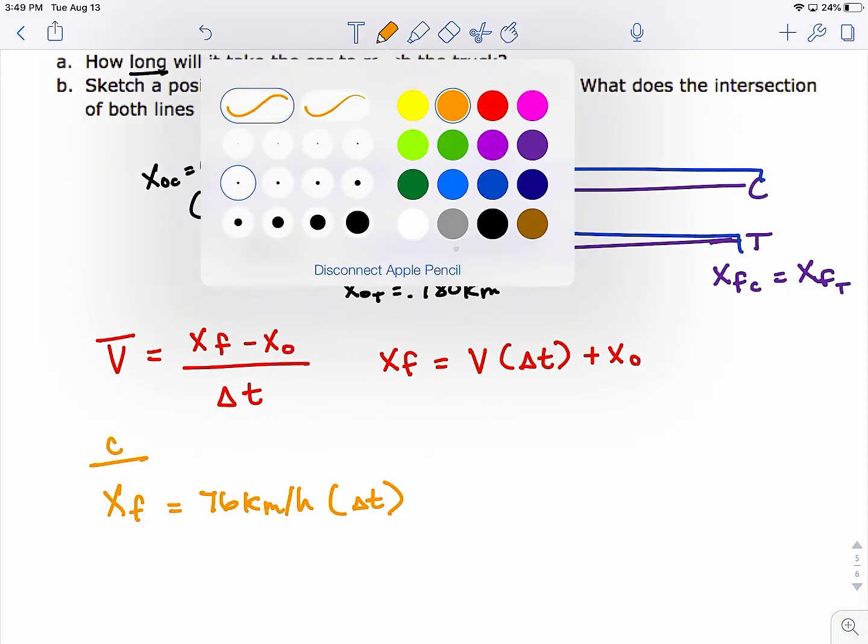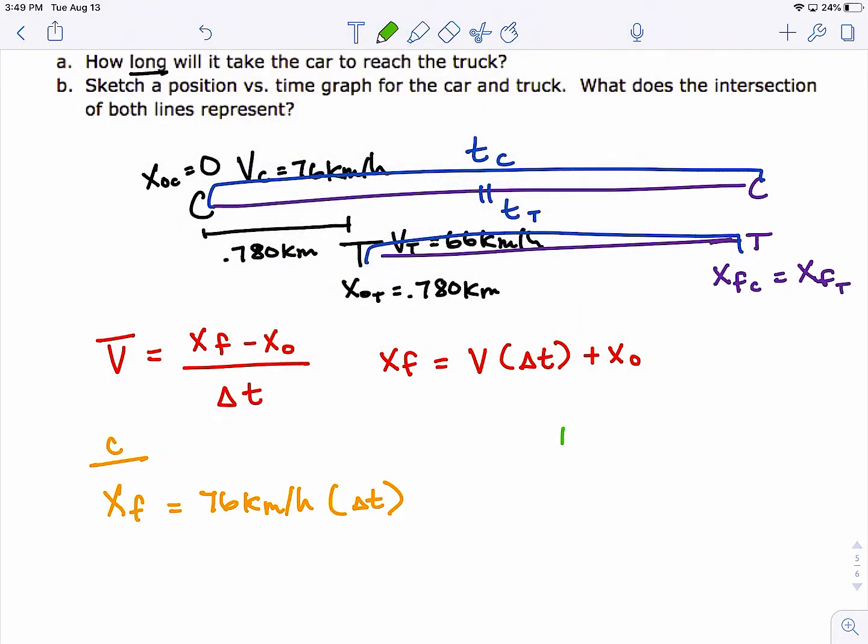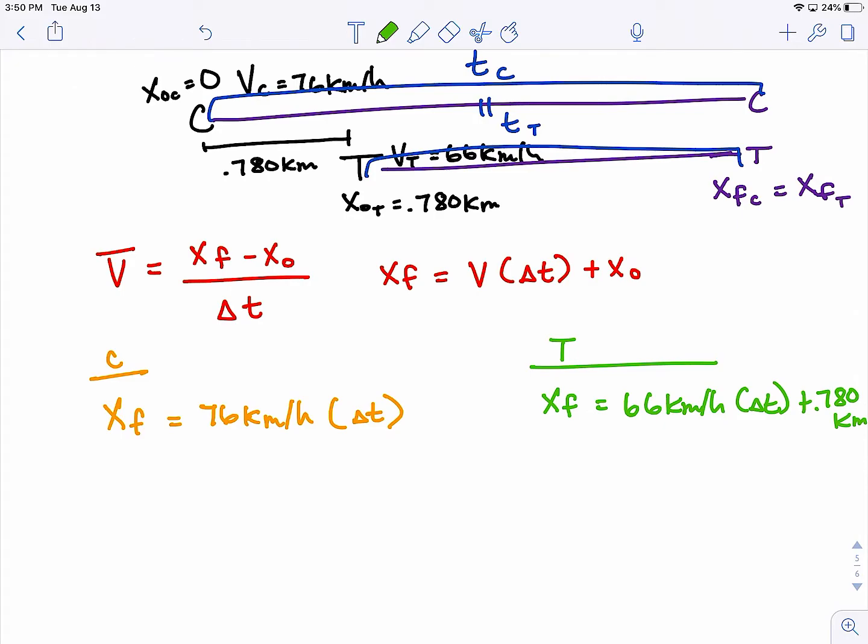Now for the truck here, we don't know the final position, and that's going to equal the velocity, which is 66 kilometers per hour, times delta t, plus 0.780 kilometers. Okay, so we have our two equations. What do I do now?